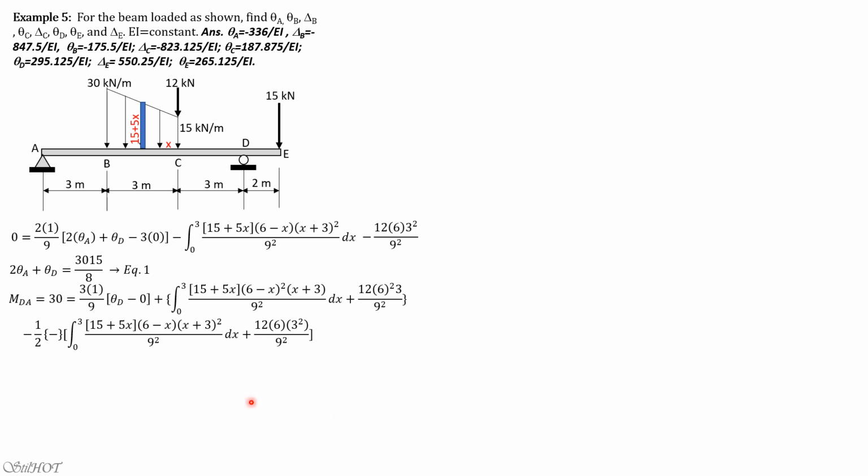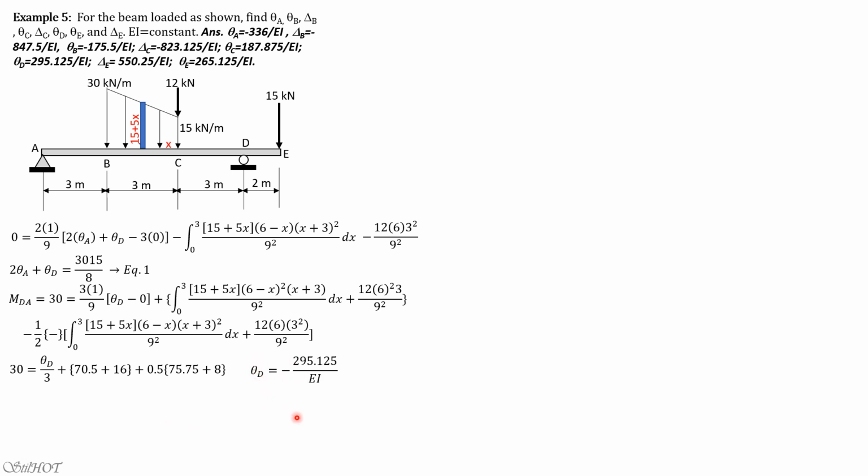So take note that only theta D is the unknown here. So simplifying, 30 equals theta D over 3. This is 70.5, that's 16. Then minus of negative means plus, so 0.5, 75.75, then that's the second is 8. So solving for theta D is negative 295.125 over EI.